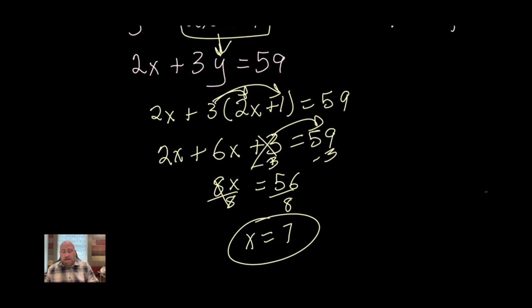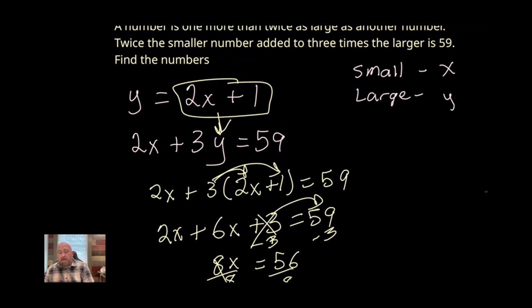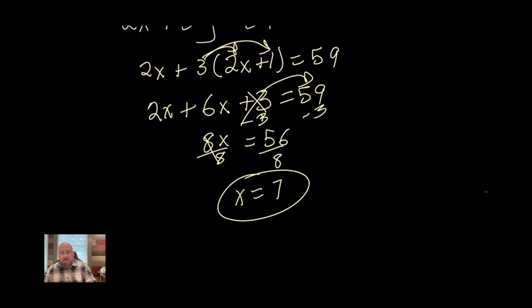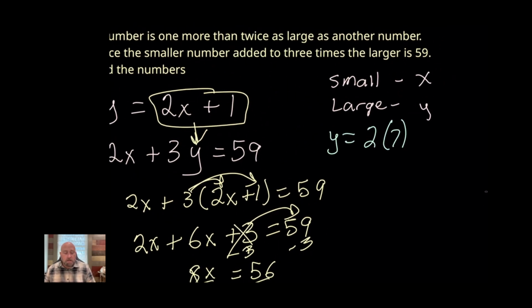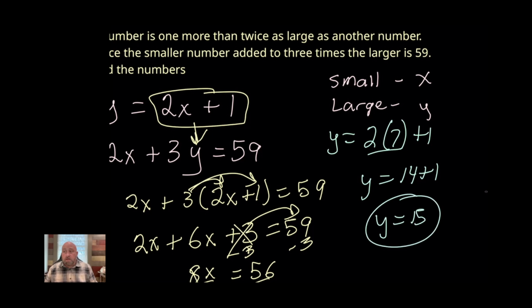Now that we have our x, we can put it back in. You can put it anywhere you want. It'll probably be easiest if we go into this one. Let's change the color here so you can see it. So we have y equals 2 times, what was x? 7, plus 1. Now we just do the math. So y equals 14 plus 1, y equals 15. So there are our two answers.